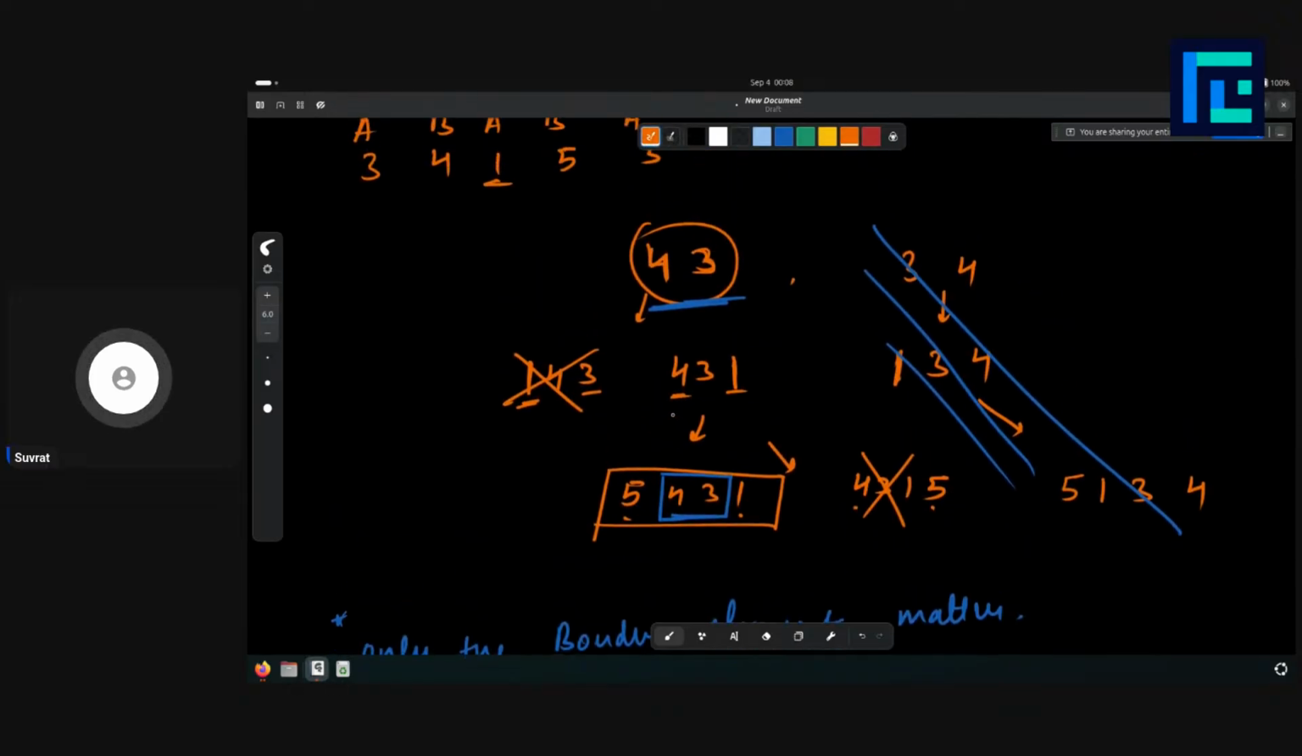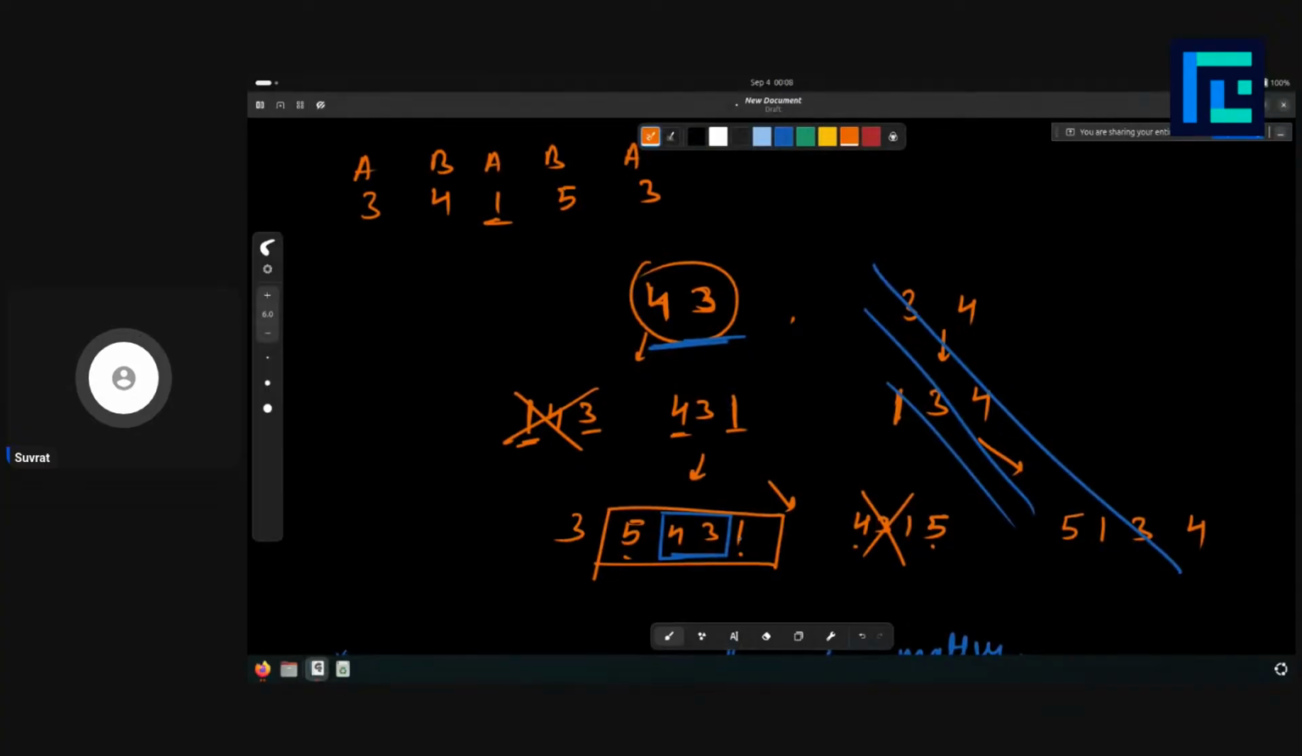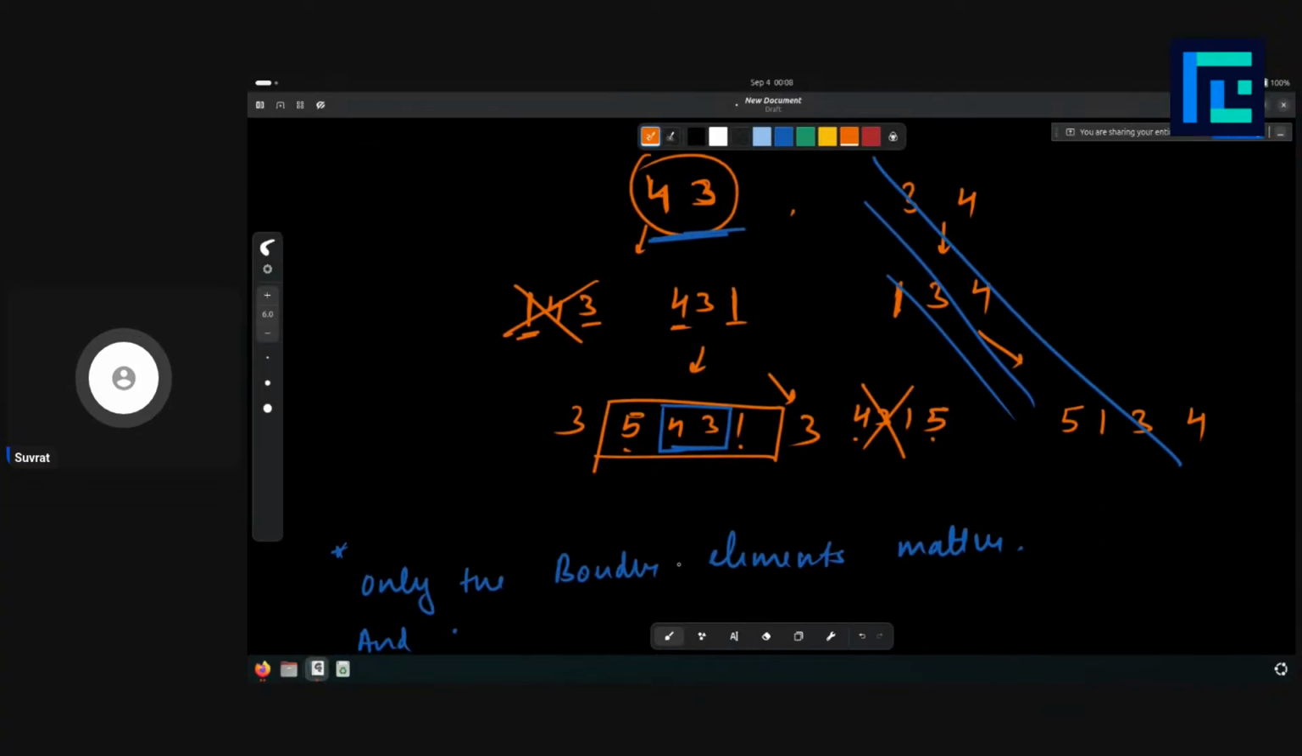So now we can either place 3 here, or we can place 3 here, right? Obviously after making this move, 3 would be one of the border elements. So what Alice can try to do is maximize the other border element. Since we know that 3 is going to be one of the border elements, we can try to maximize the other border element when Alice is playing.